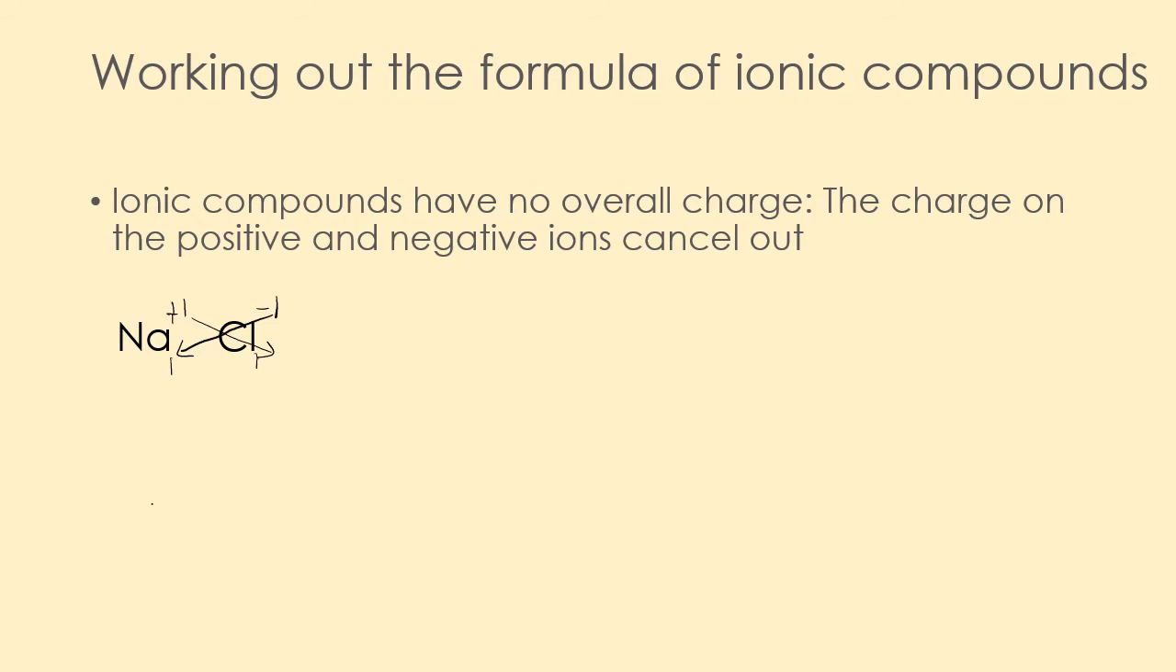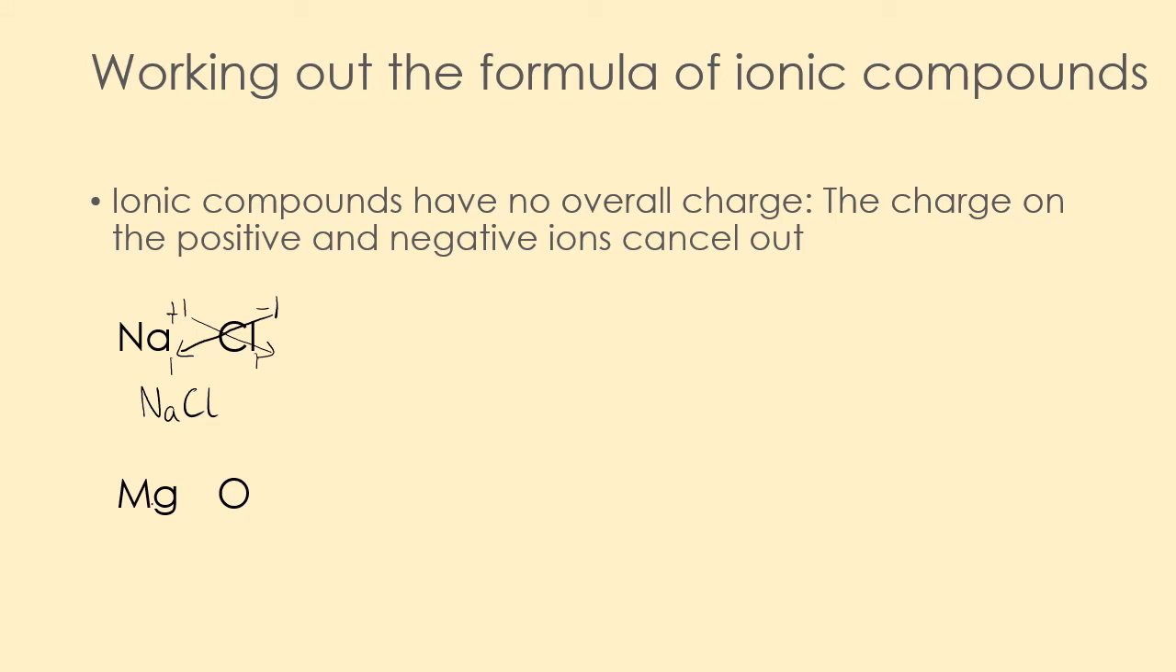Now you might be thinking, when I write out a formula, if I just write Na, that means I've got 1 sodium. If I write Cl, that means I've got 1 chlorine. And you're right. So all we have to do for this is write NaCl, and we are done. Nice and easy like that.